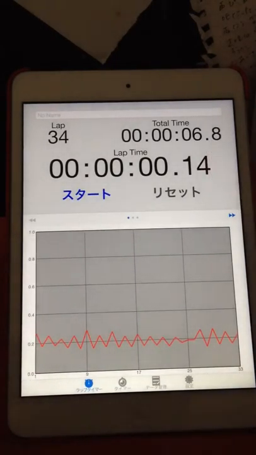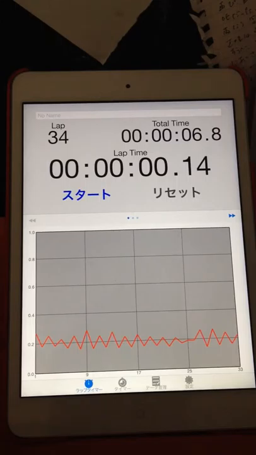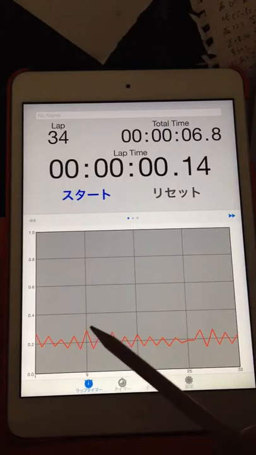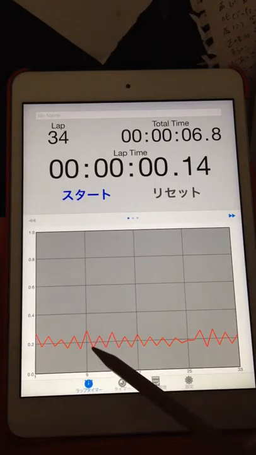Today, 6.8 seconds divided by 4 laps. Multiply to get equal. 0.4 seconds for 1 beat, front and back. Strongest bounce this.